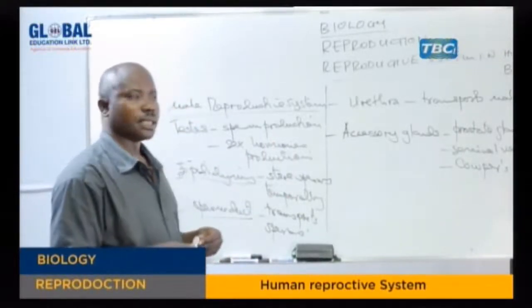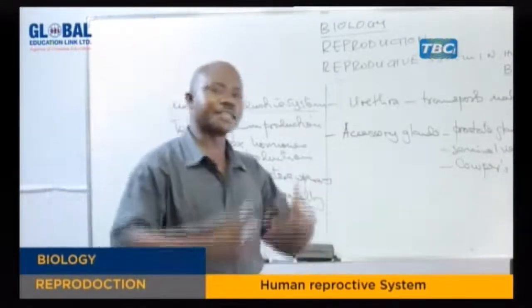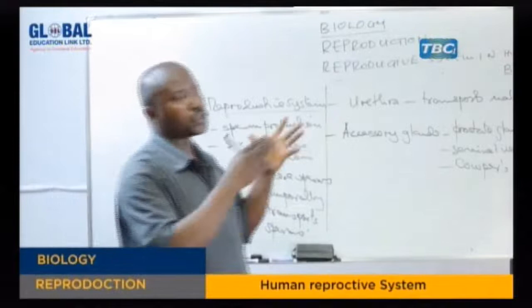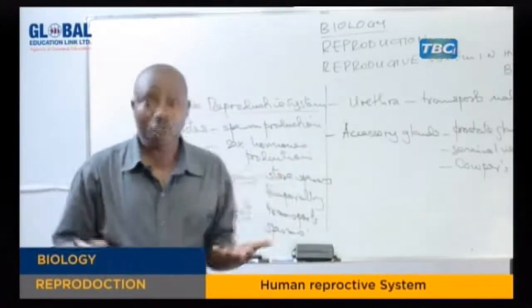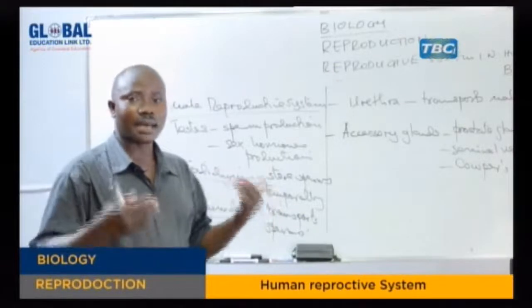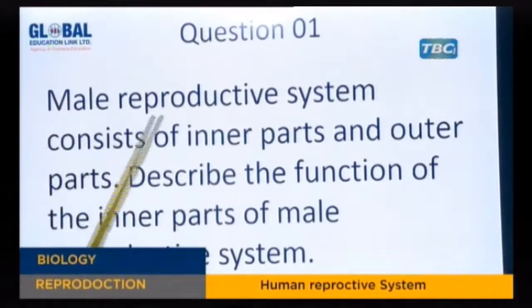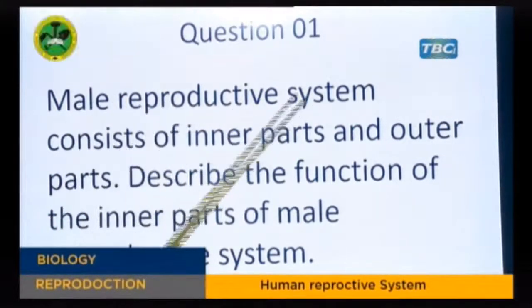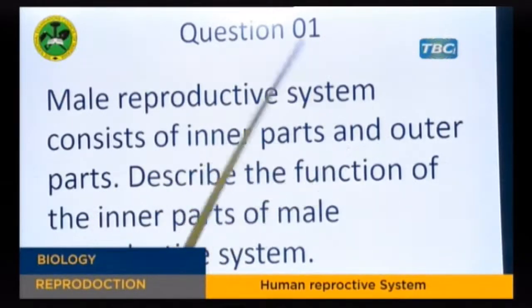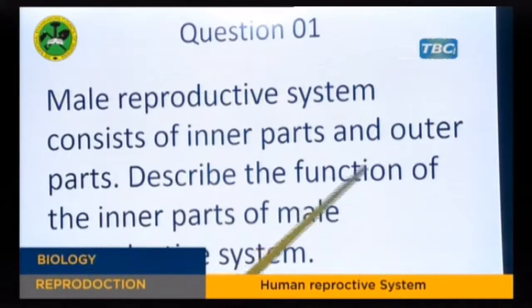But you must know that these questions can be asked in different ways. The questions I'm going to show here are just a few, and how you can answer them. The first question reads: the male reproductive system consists of inner parts and outer parts. Describe the function of the inner part of the male reproductive system.